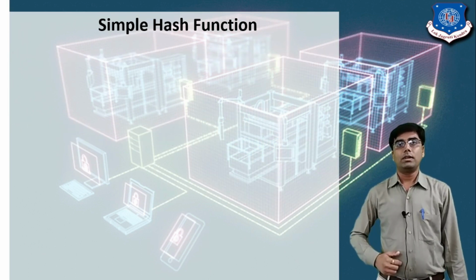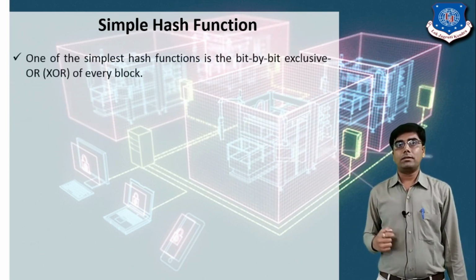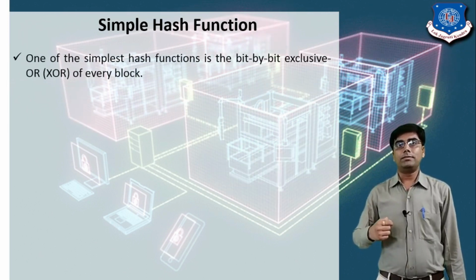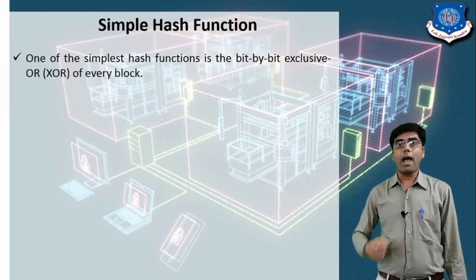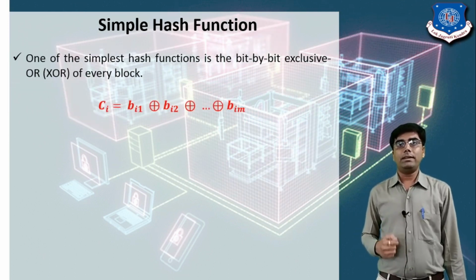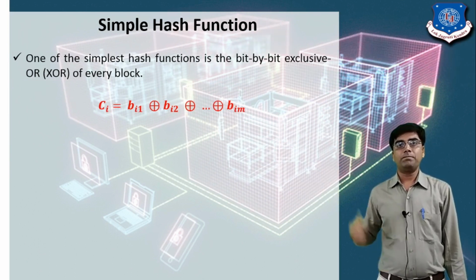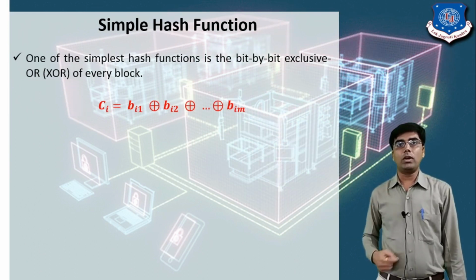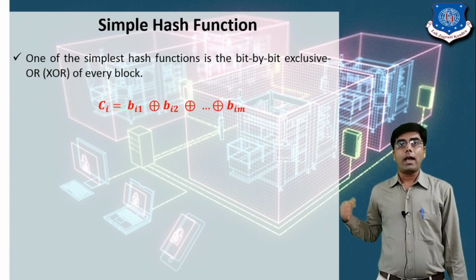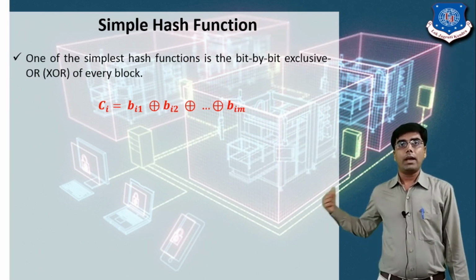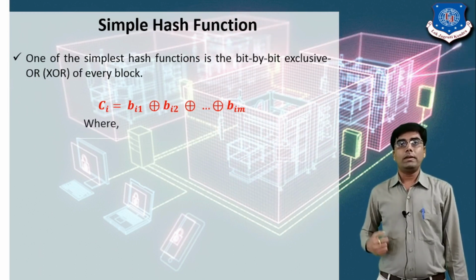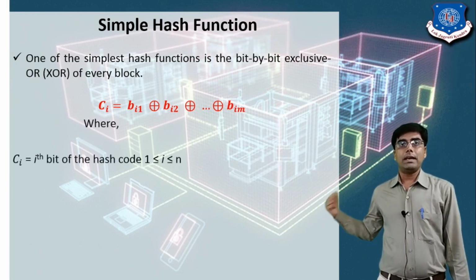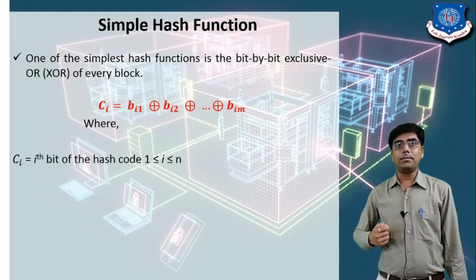Right? Then here in a simple hash function, we are performing a bit by bit exclusive OR, XOR, of every block. And here you can see in this formula, Ci equal to Bi1 exclusive OR Bi2 exclusive OR up to exclusive OR Bim. Here Ci represents the ith bit.